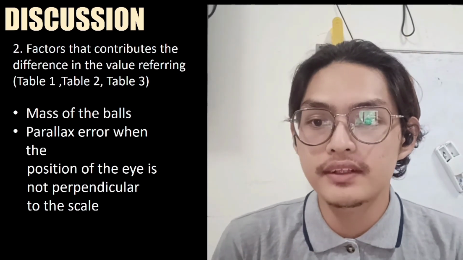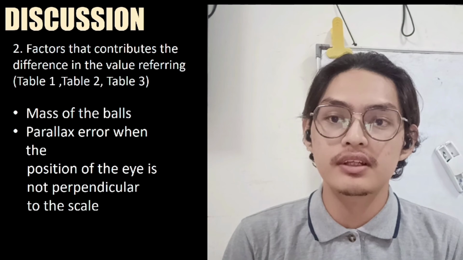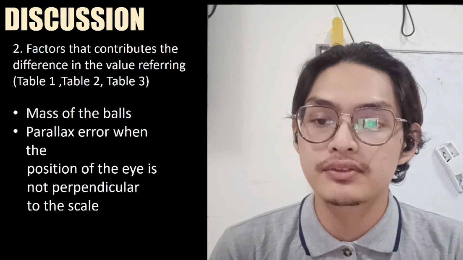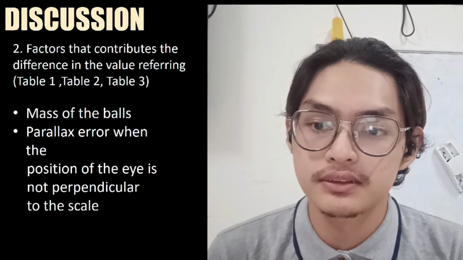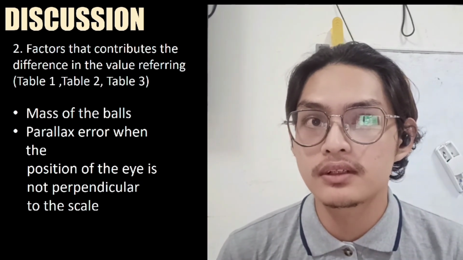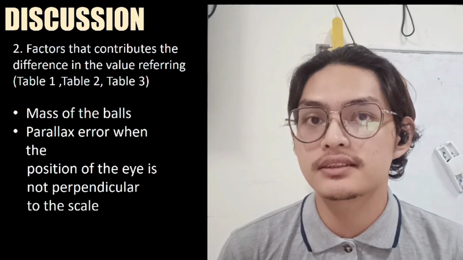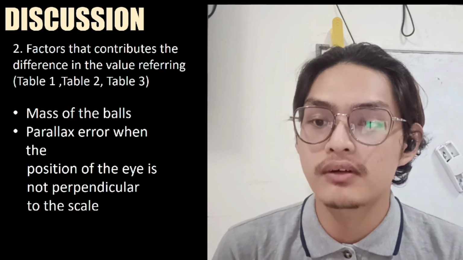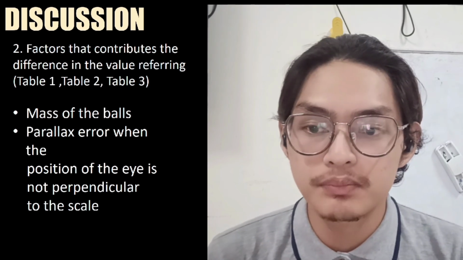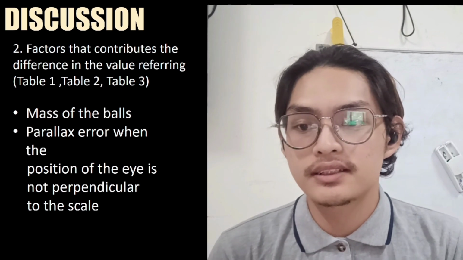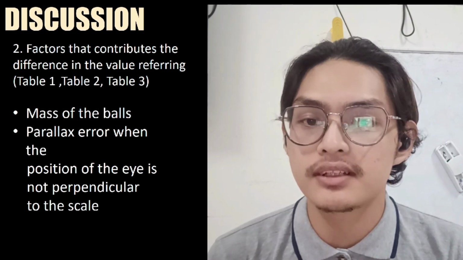There are a few factors that contribute to the difference in the value referring table 1, 2, and 3. So the first one is the mass of the balls, which is the heavier the ball, the shorter the time taken to fall. And the second one is parallax error, when the position of the eye is not perpendicular to the scale.